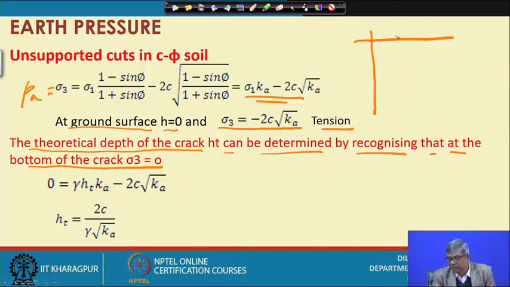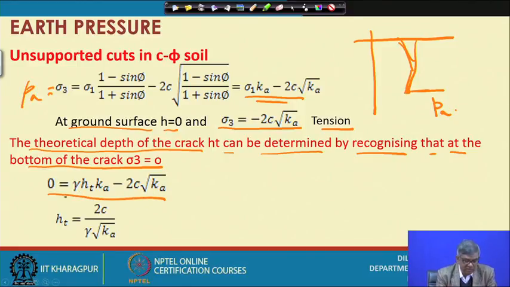Suppose the crack is formed something like this way cracks are formed. So, at this point at least your sigma 3, or P A, intensity of active pressure, is 0. If I assume that, then I can write this expression: 0 equal to gamma H t K A minus 2 C root K A. If I simplify this, then your H t becomes 2 C by gamma root K A.